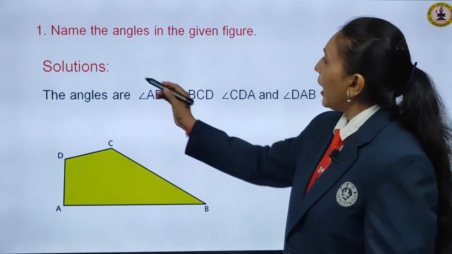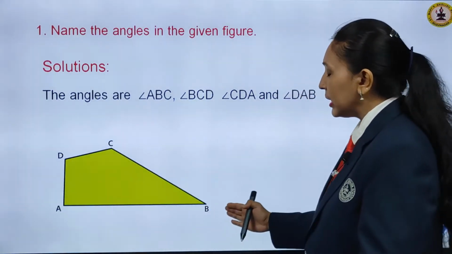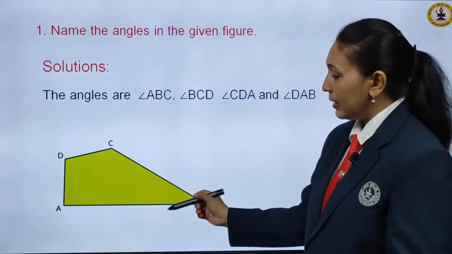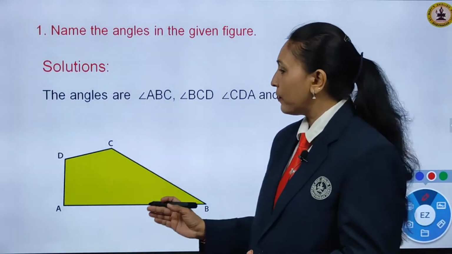Let us see the first question of it. Name the angles in the given figure. Children, here you can see the figure given here. It is a quadrilateral ABCD and you are asked here to give the name of the angles.